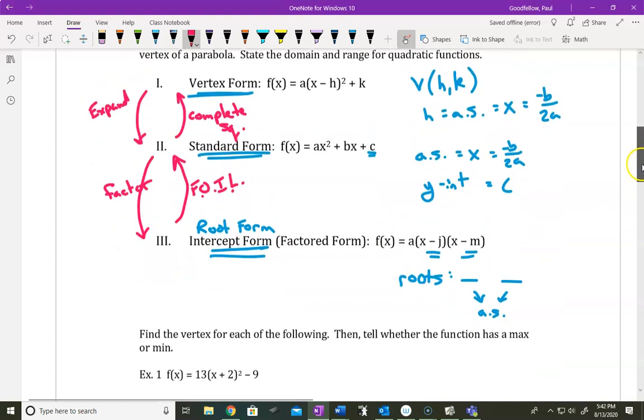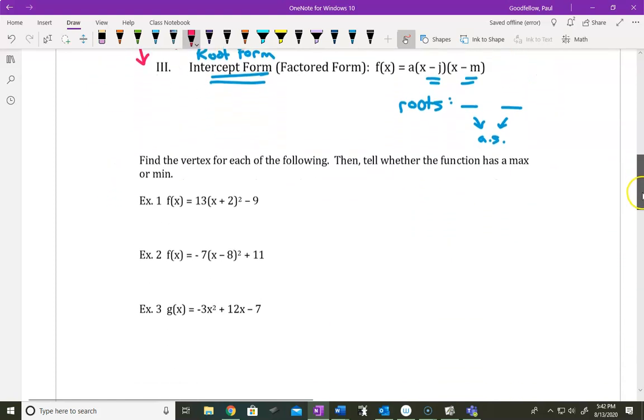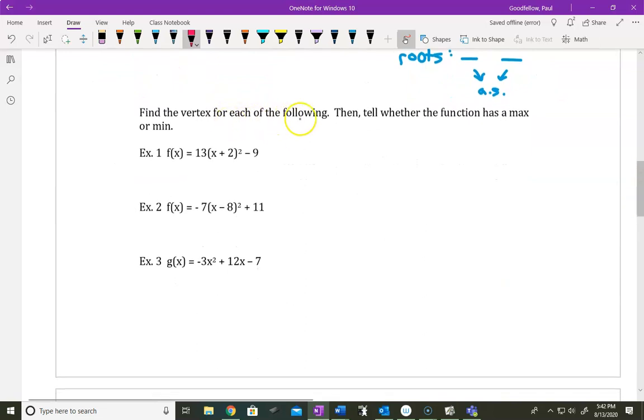Now let's just put it to the test. I think this is some good stuff for you. Finding the vertex for each following one, you're going to pray that they're all in vertex form, and it looks like the first two absolutely are. So once you get the vertex, that's basically the idea. Hold on a second. I'm going to erase that, I put my stuff in the wrong spot. That's -2 and -9.